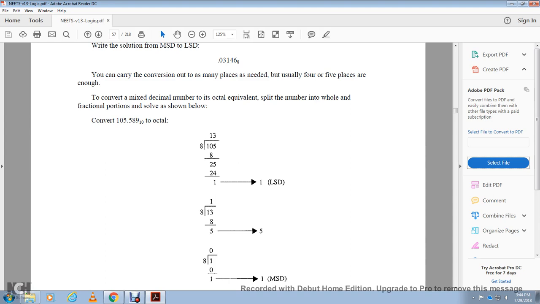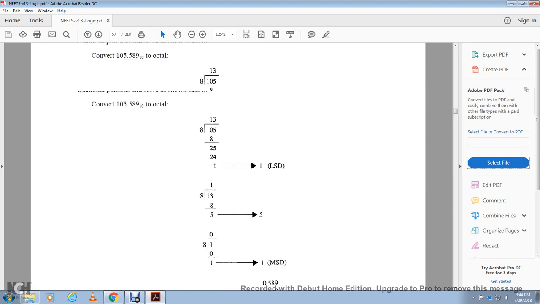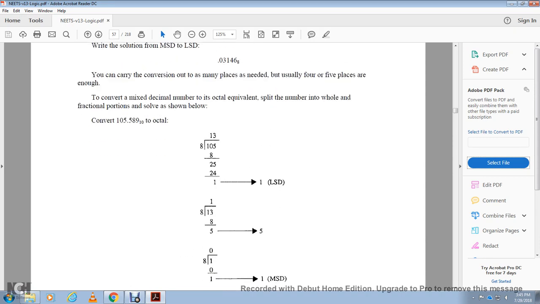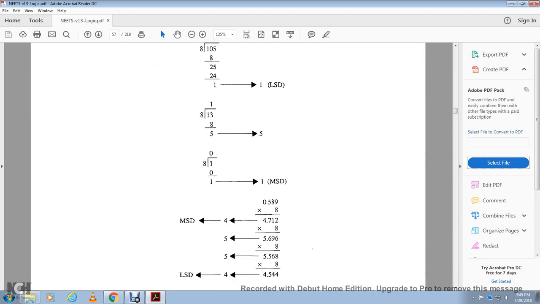All right, 13 divided by 8 went 1. So 1 divided by 8 equals 0, remainder 1. The most significant digit is 1, the least significant digit is... so which way would you write the solution? Well, you'd have 15 and 1, with the most significant digit 0.589.